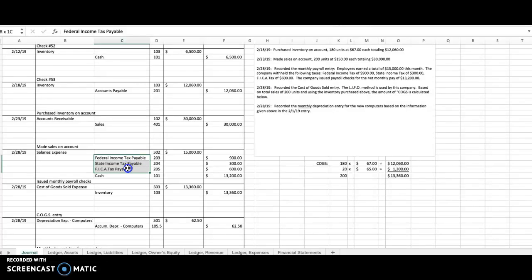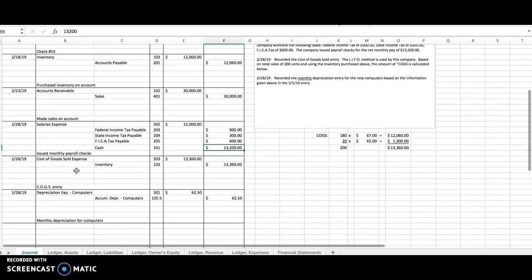Then we have our liability accounts that we talked about in topic 6. Income tax, federal and state, FICA tax payable. These are amounts of money that we withheld from the employees' paychecks. And they become a liability to us because we have to pay it on behalf of the employees. Then cash is credited by $13,200. This is the net pay or the take-home pay for the employees. So that transaction is not new. Neither is the next one.